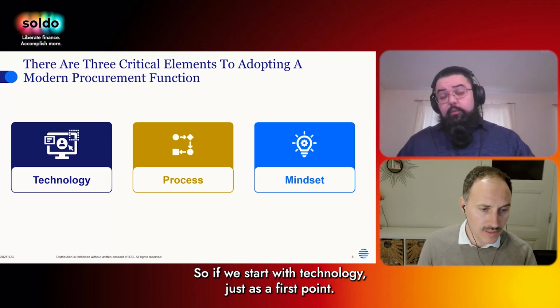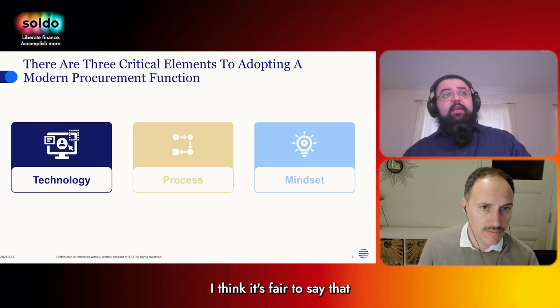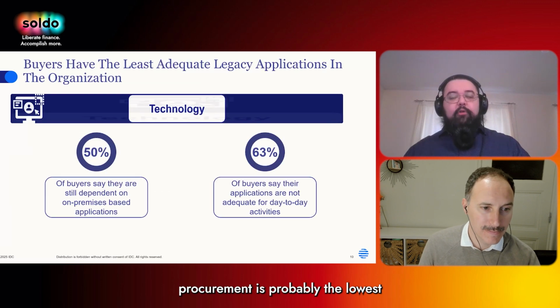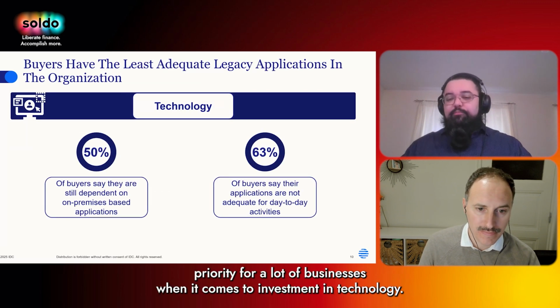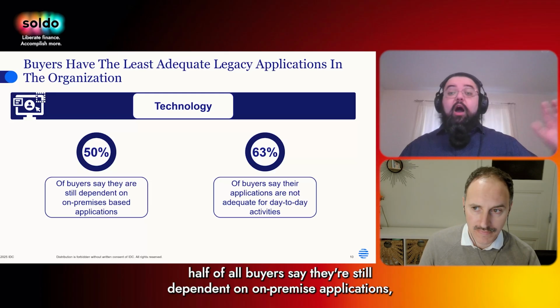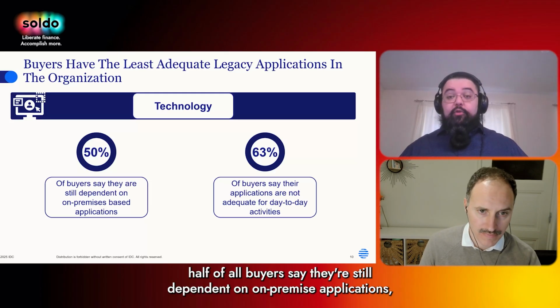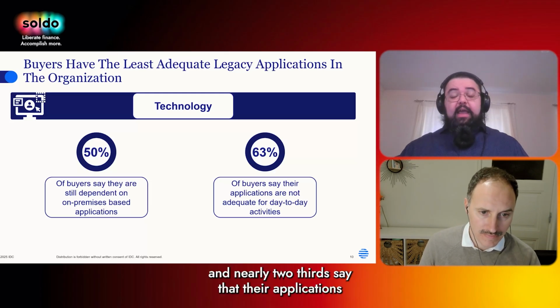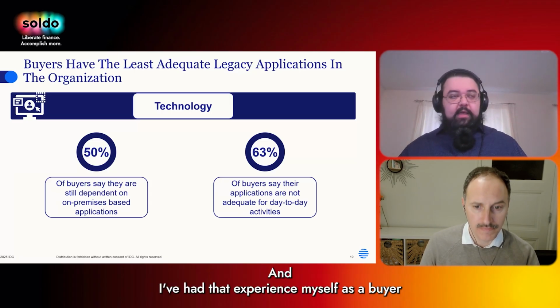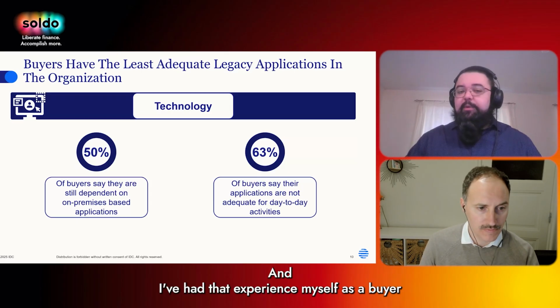So if we start with technology, just as a first point, I think it's fair to say that procurement is probably the lowest priority for a lot of businesses when it comes to investment in technology. And we can see some of our data points here from a survey we've done across EMEA, where half of all buyers say they're still dependent on on-premise applications, and nearly two-thirds say that their applications are just not fit for purpose for their daily requirements. And I've had that experience myself as a buyer.